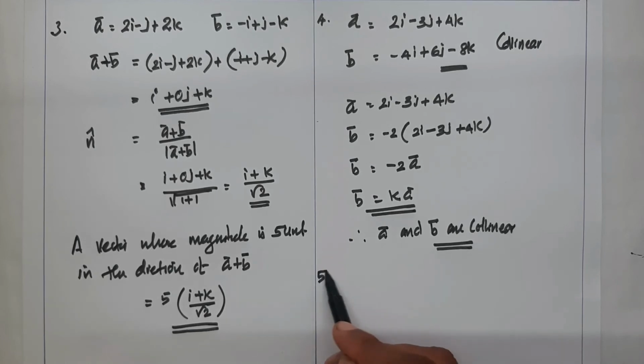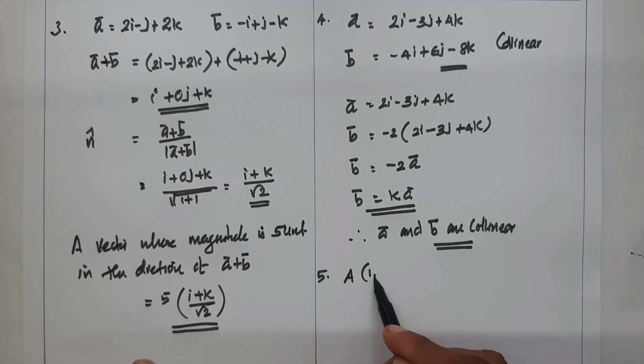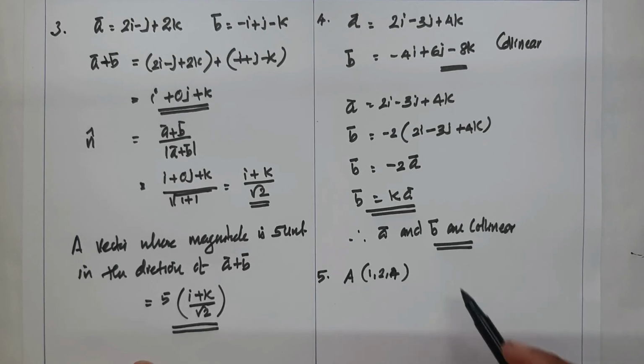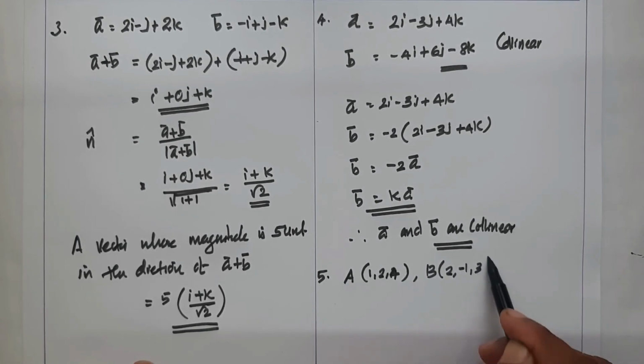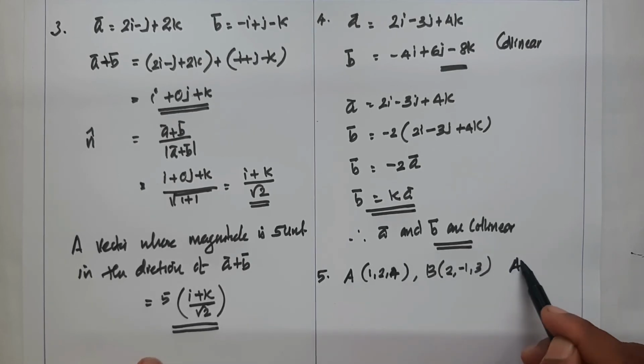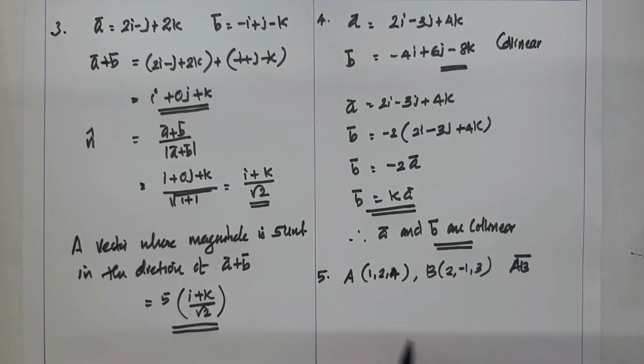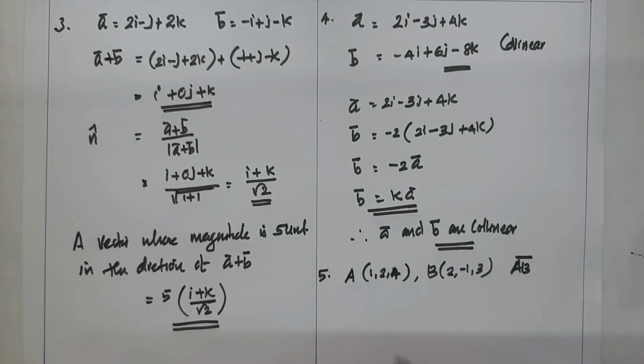Now, the point A has coordinates 1, 2, 4, and the point B has coordinates 2, minus 1, 3. For these two points, find vector AB, and also find the unit vector in the direction of vector AB.